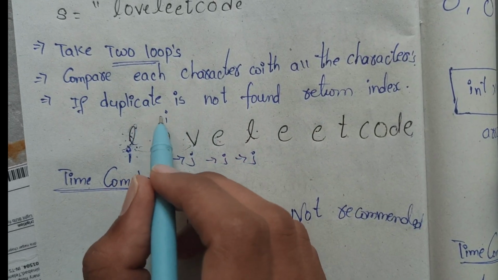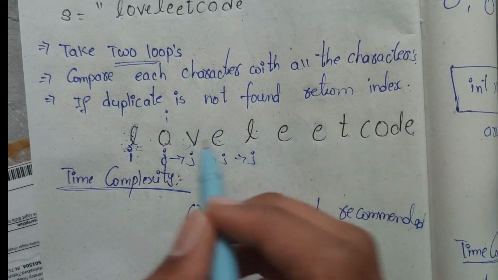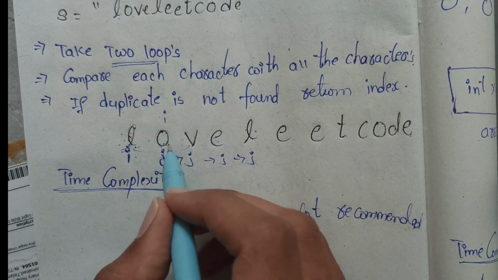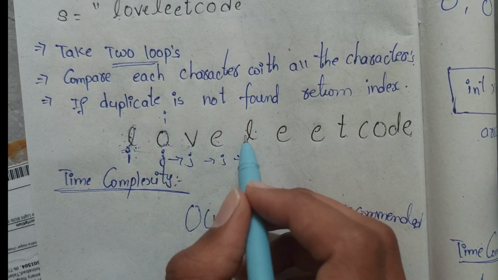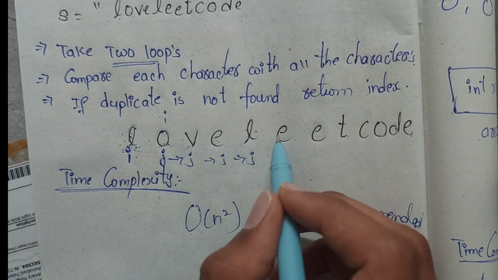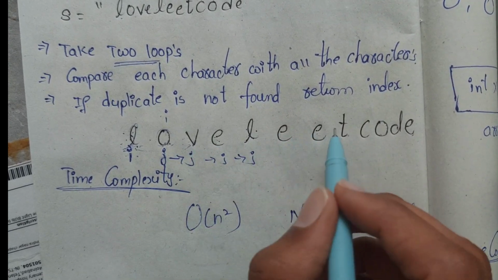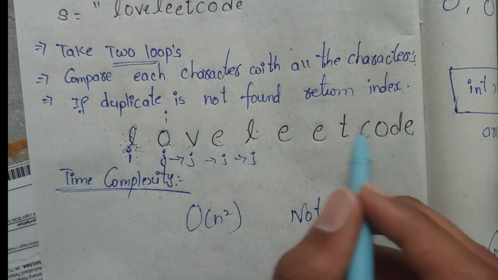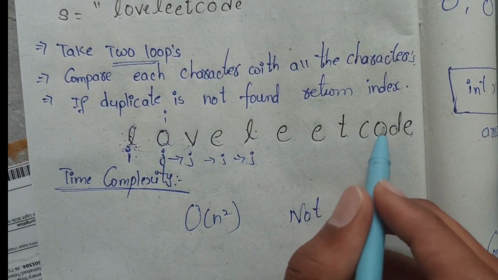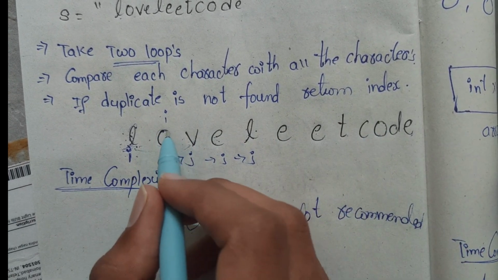I am incrementing the value of I and comparing with all the other elements. Let us see whether any other duplicate is found for O. O and V are the same? No. O and E are the same? No. O and L? No. O and E? No. O and E? No. O and T? No. O and C? No. And O and O are the same. So here a duplicate is found, which means O is not a unique character.